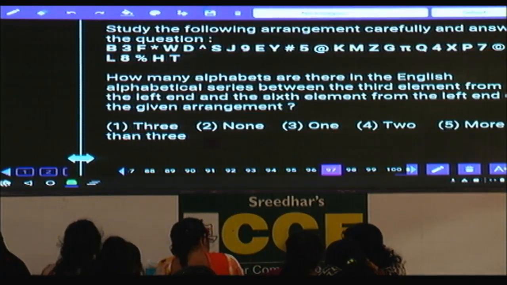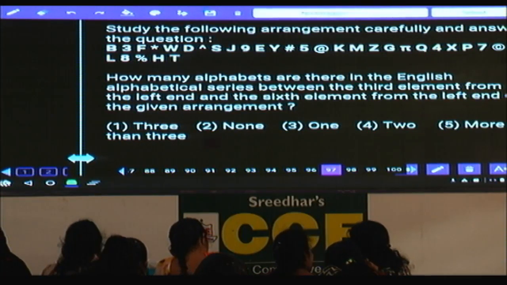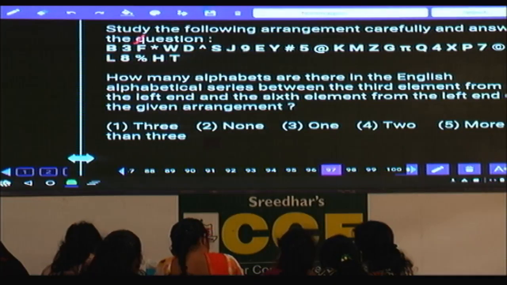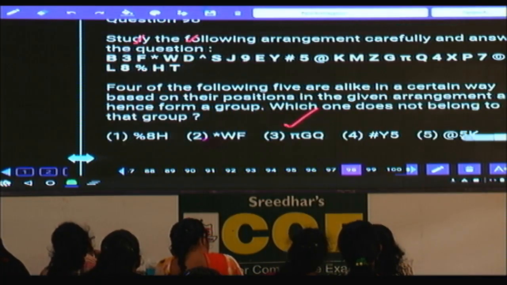Then in this 97, how many alphabets are there in the English alphabetical sequence between the third element from the left and the sixth element from the left? The third element from the left is F, and the sixth element from the left, 1, 2, 3, is D. Now between D and F, how many letters? There is only one, that is choice 3, 97.